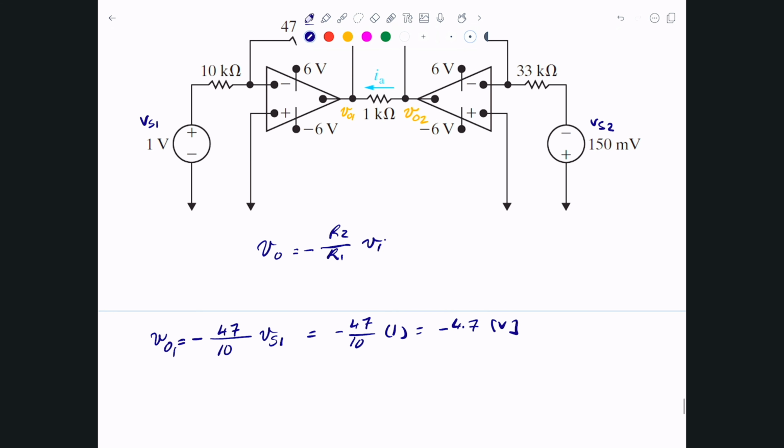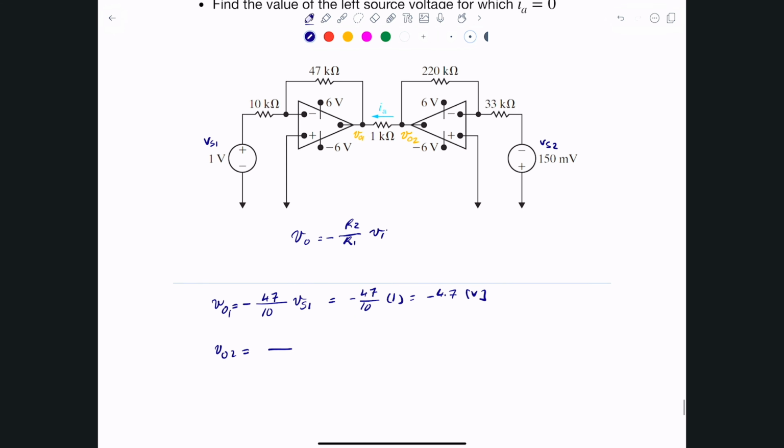So let's do the same thing for V output 2. V output 2 will be negative R2 divided by R1, that will be negative 220 kilo ohm divided by 33 kilo ohms, times my V input, which will be VS2. And VS2 happened to be negative 150 millivolts, because the polarities are flipped, so this particular source is actually flipped. And that will give me the following value, which is exactly 1 volt.